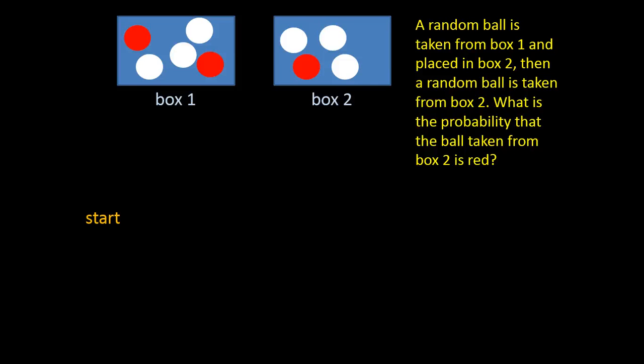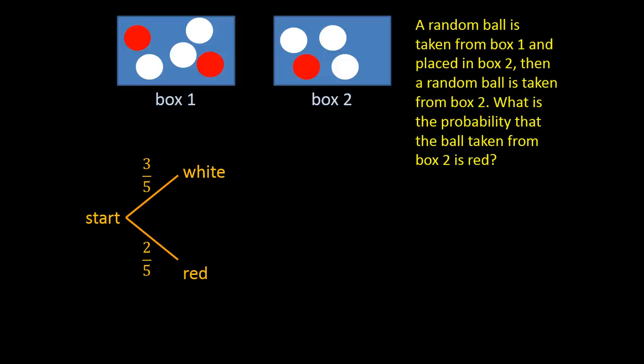So let's make a tree diagram to describe what's going on. Remember, the first thing we're doing is taking a ball from box 1, and box 1 has white balls and red balls in it. Now if we just look at box 1, the probability that we take a white ball from box 1 is 3/5, because 3 out of the 5 balls are white. And the probability of taking a red ball out is 2/5.